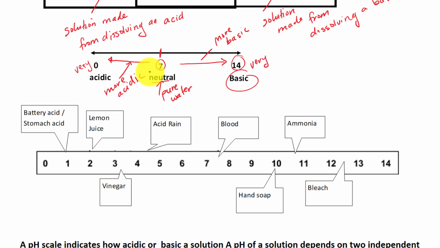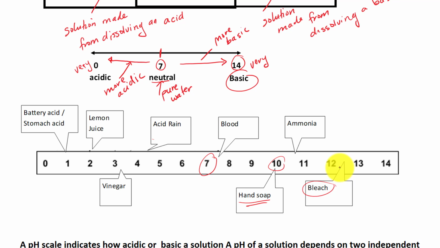Let's look at some examples that we see in our daily life. First of all, stomach acid is right here. That's the same pH as your battery acid. And then we have lemon juice, we have vinegar, we have acid rain. Then past the neutral value of pure water, we have blood, which is a little bit basic. Then we have soap right here, at a pH of 10. Then we have bleach, which is a cleaning agent, with a pH all the way between 12 and 13.